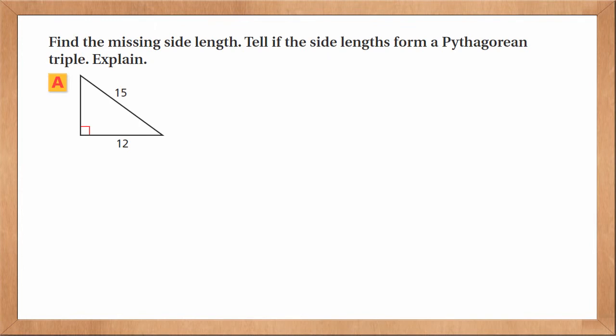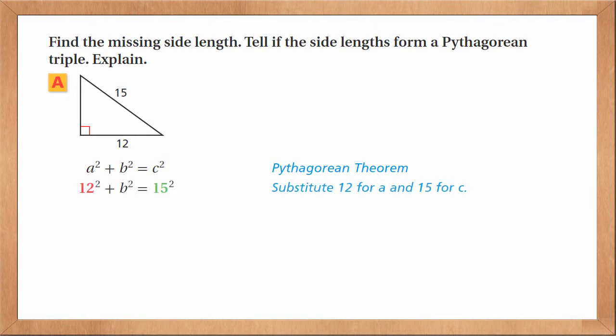Find the missing side length. Tell if the sides form a Pythagorean triple. So I know 12 is a leg, and I know 15 is what? What do you think 15 is? If you said the hypotenuse, you're correct. So the way that this is going to work is I'm going to let the unknown value, my other leg, leg 2, normally I would say leg 2 instead of b, but again, this is from the textbook. So 12 squared plus b squared equals 15 squared.